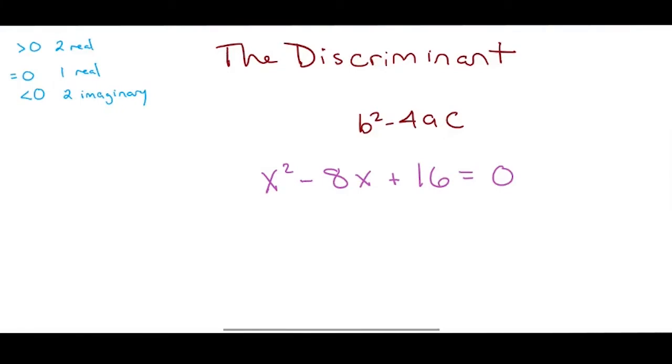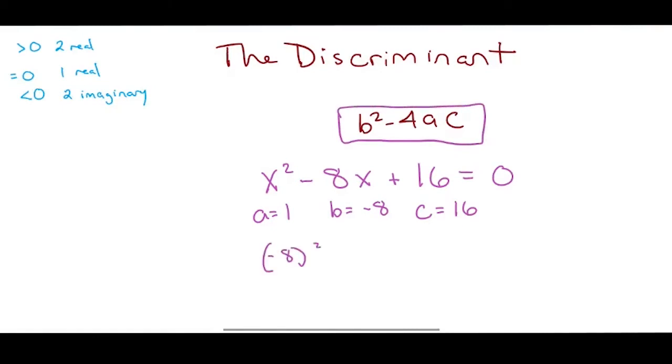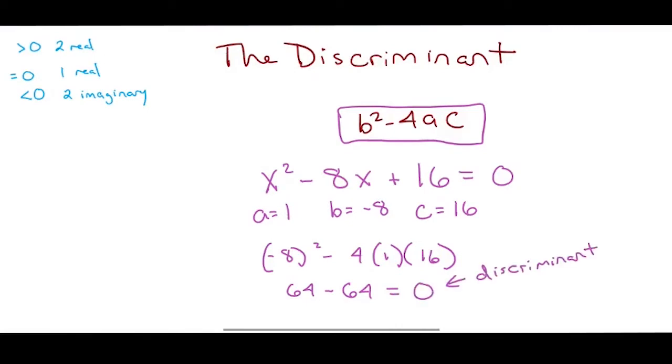So what I'll do is I will label a, b, and c. So a is 1, b is negative 8, and c is 16. Well, my discriminant is b squared minus 4ac. So b squared would be negative 8 squared minus 4 times a times c. Well, that's 64 minus 4 times 1 is 4, 4 times 16 is 64. 64 minus 64 is 0. So my discriminant is 0. And I look up in my chart. If it equals 0, the answer is one real solution.